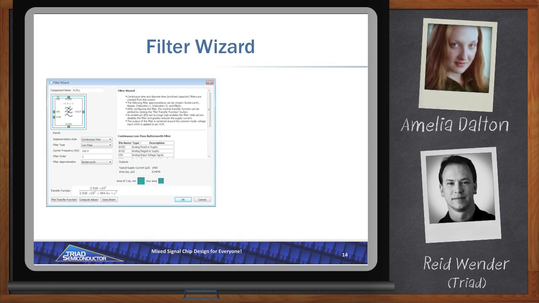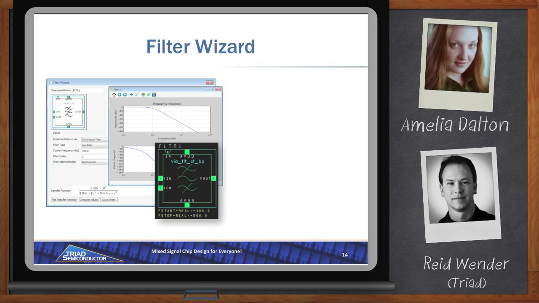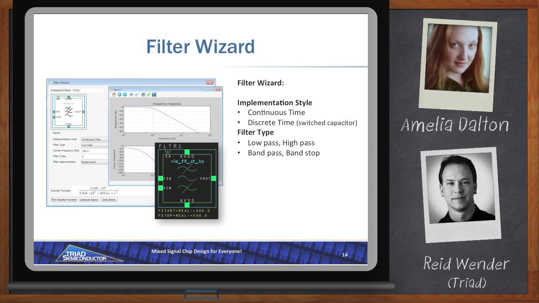Oh, absolutely. Let's take a look at the filter wizard. A filter, if you were going to go and design that by hand, could contain several op amps, resistors, capacitors, and switches. What you do in the filter wizard, you instantiate a filter component, then you go into the wizard form and you select, is it a continuous time filter or discrete time? It could be a switch capacitor filter or a continuous time filter. What's the filter type? Low pass, high pass, band pass, etc. Pick the corner frequency, the filter order, and the approximation. Do you need Butterworth or Bessel, etc.?